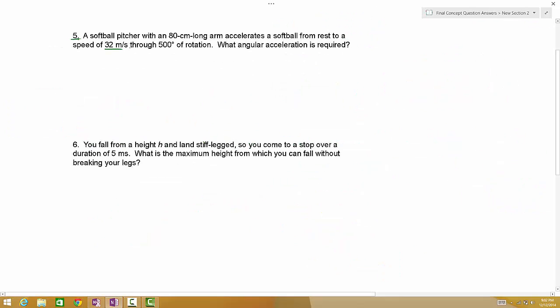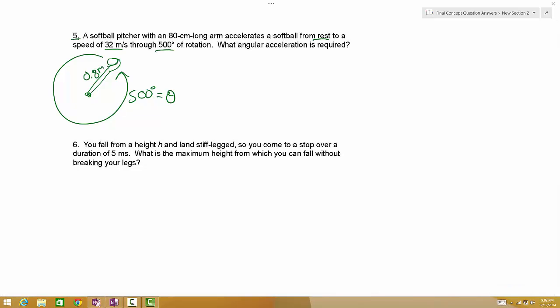Number 5, a softball pitcher with an 80 centimeter long arm accelerates the softball from rest to a speed of 32 meters per second through 500 degrees of rotation. What's the angular acceleration required? Okay, as always, got to draw the picture. So something like a hand, more like a hook there, but anyway, it goes around 500 degrees. It's our theta. And we know that the length of this is 0.8 meters.